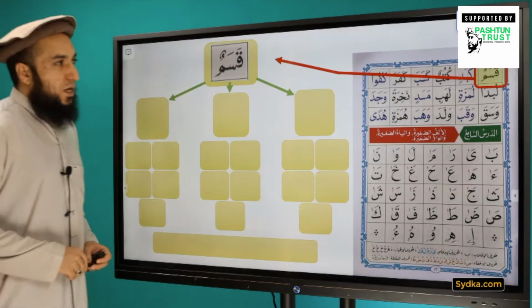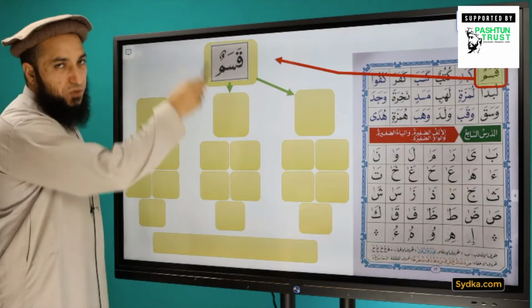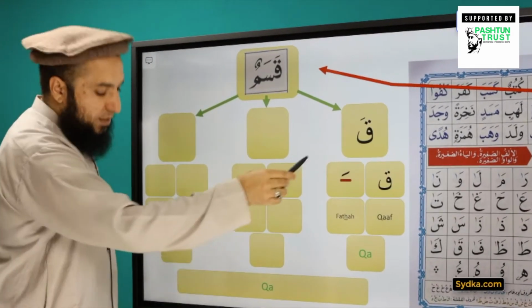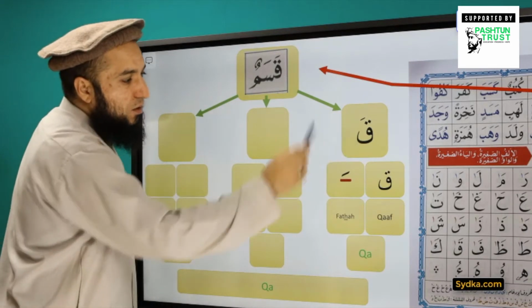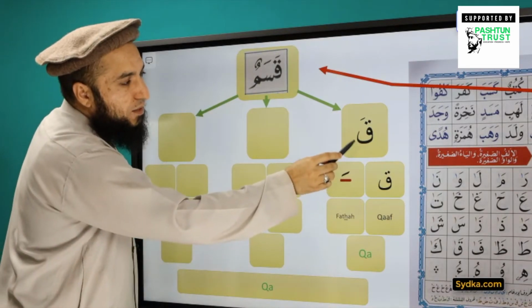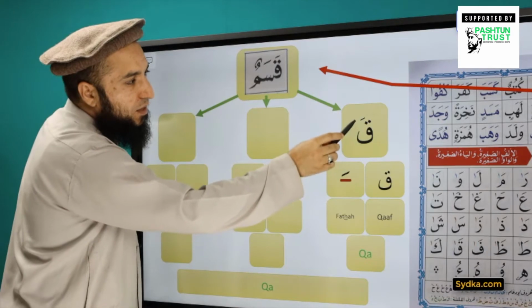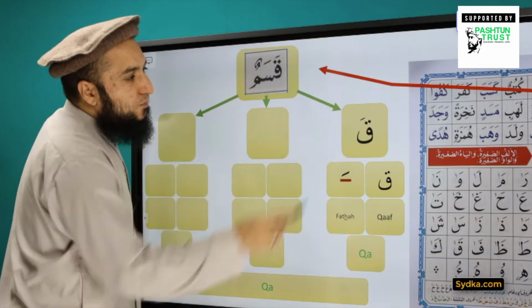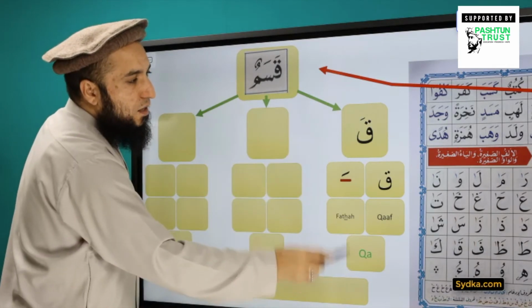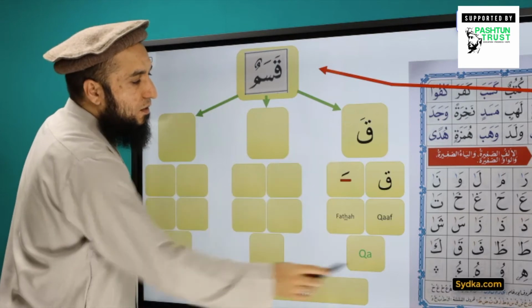So the first word we have is qasamun, and it has 3 syllables. So the first syllable is qaf fatha qa. Qaf is not silent, and it has fatha. Qaf fatha qa. Qaf fatha qa.